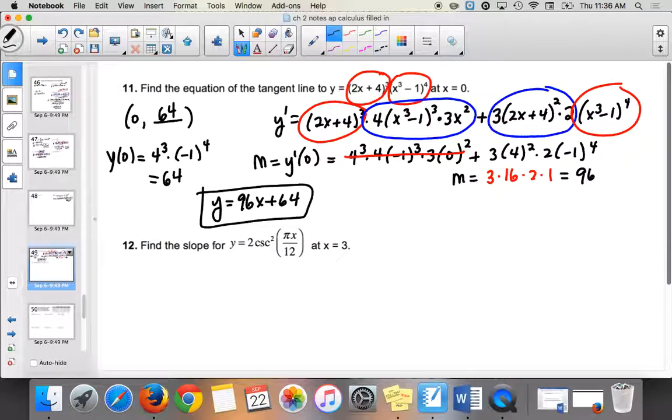Okay, we'll do one more. All right, so find the slope for y equals 2 cosecant squared of pi x over 12 at x equals 3. How do you go into, would it use the point slope? This was a y-intercept, so it was easier to use y equals mx plus b. I could easily do y minus 64 equals 96 times x minus 0, but we don't need to do that, right? We have the y-intercept. All right, so let's rewrite the y as 2, and then in parentheses, cosecant of pi x over 12, quantity squared.